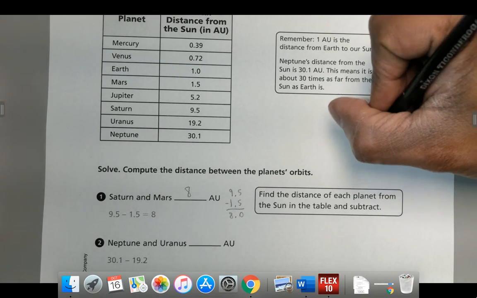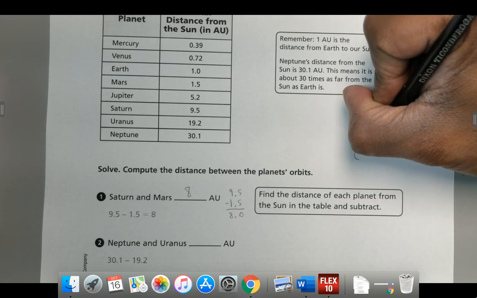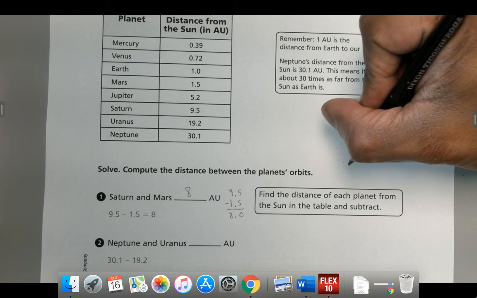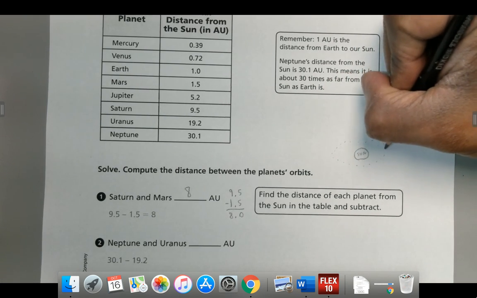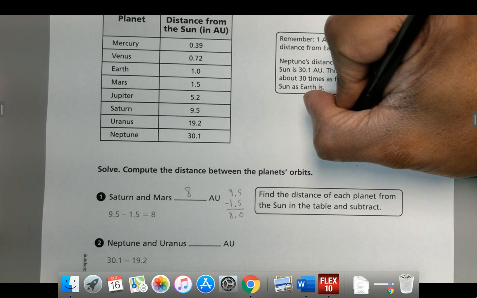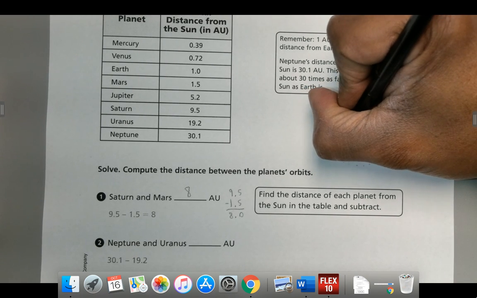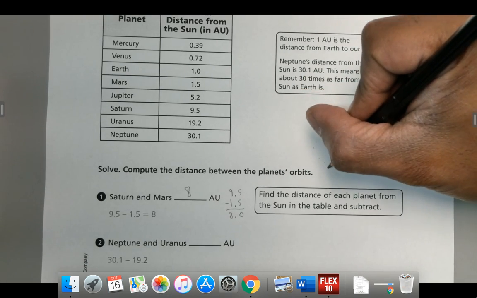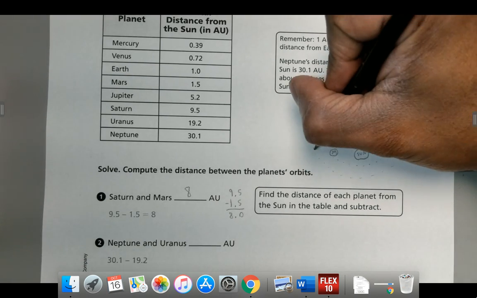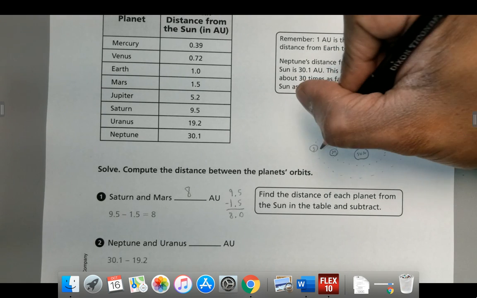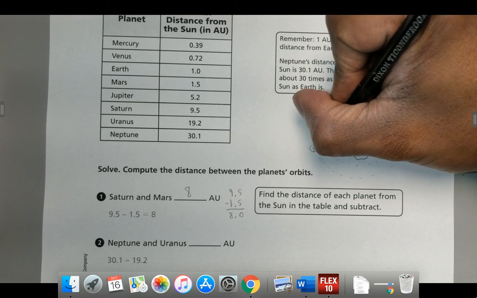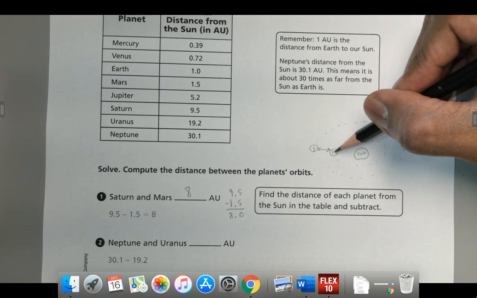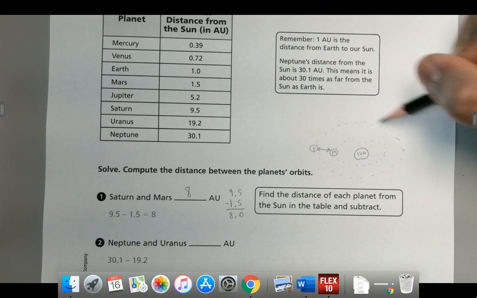And again, just for fun, I'm not sure that what I'm about to do is really necessary. It's just for fun. But if you visualize this, it would be something like this. We've got Mars with an M. We've got Saturn with an S. We are calculating the distance between their orbits.